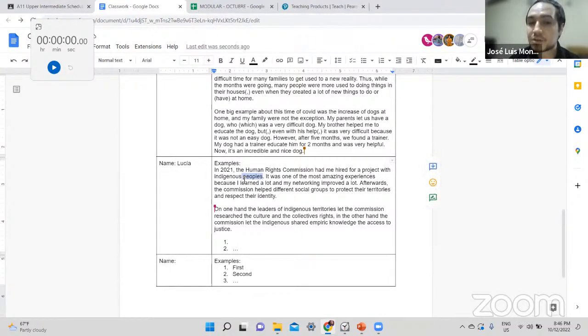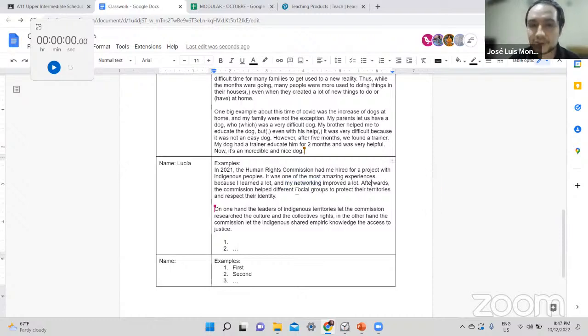Good. This is because we're talking about ethnicities, right? And then we can use peoples with S. Good. It was one of the most amazing experiences because I learned a lot and my networking improved a lot. So here, why do we need to use a comma? Because your networking is another subject, right? And your networking improved a lot.